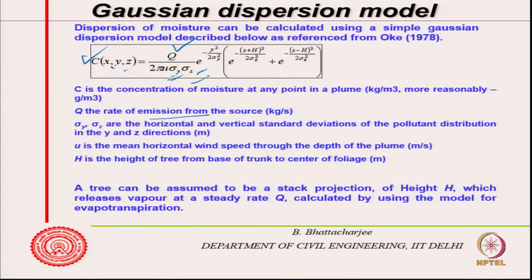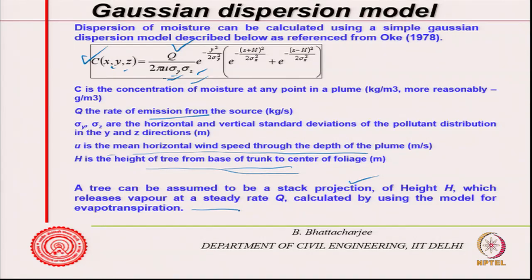So sigma x, sigma z, u is the air velocity, the mean horizontal speed over the depth of the plume, the horizontal air speed, right, given a direction of the wind. And z is the height in the z direction, h is the height of the tree from the base of the trunk to the center of the foliage. That means half of the crown, the center of the foliage, you will take. So you can assume the tree to be a stack, a projection of height h, which releases vapor at a steady rate.